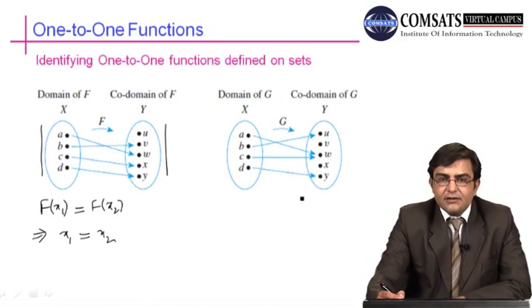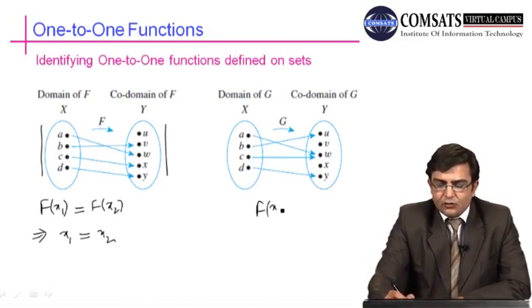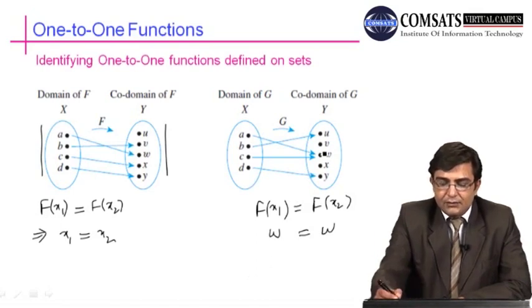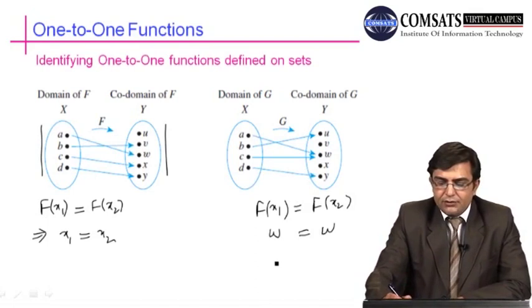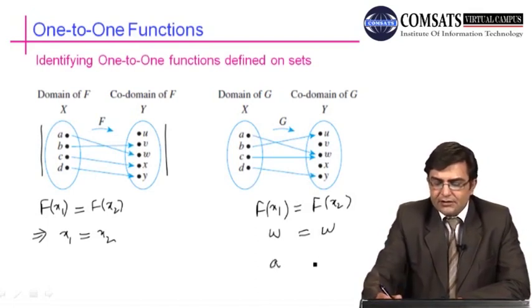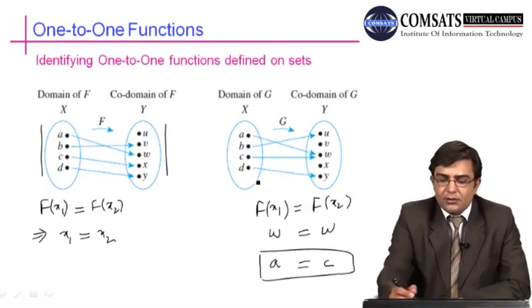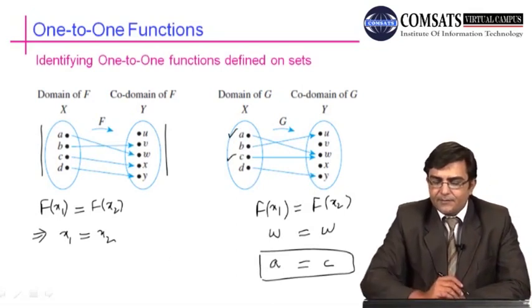Now in this second arrow diagram, you can see that if we take f of x1 is equal to f of x2, for example, this is w and this is w. Now the pre-image of w is what? The pre-image of w is A and the pre-image of w is C. Are these two numbers equal? No, because A is different, C is different.